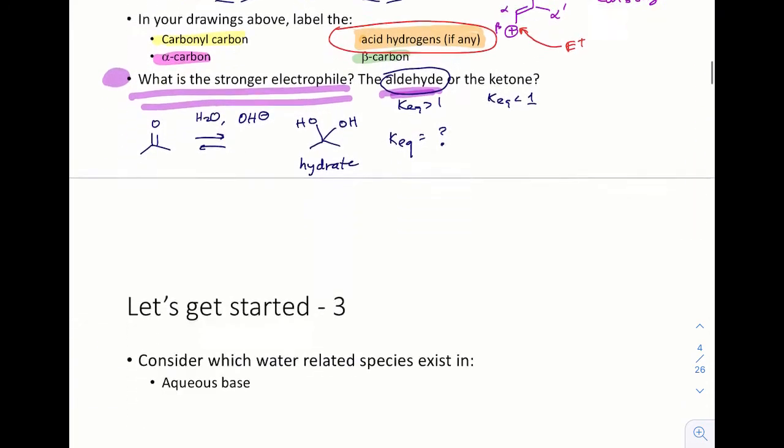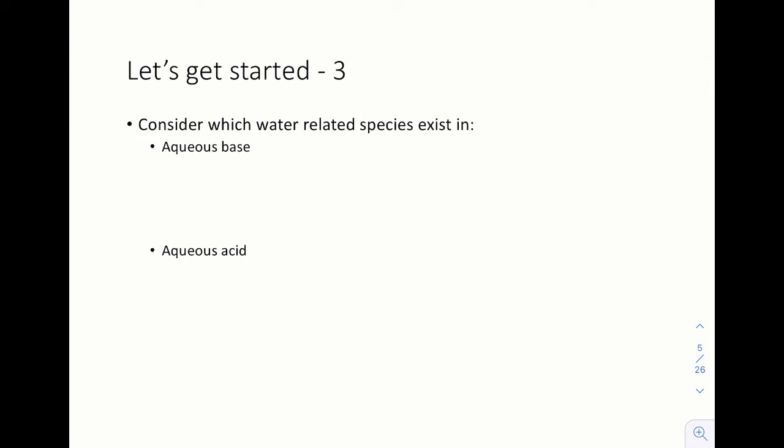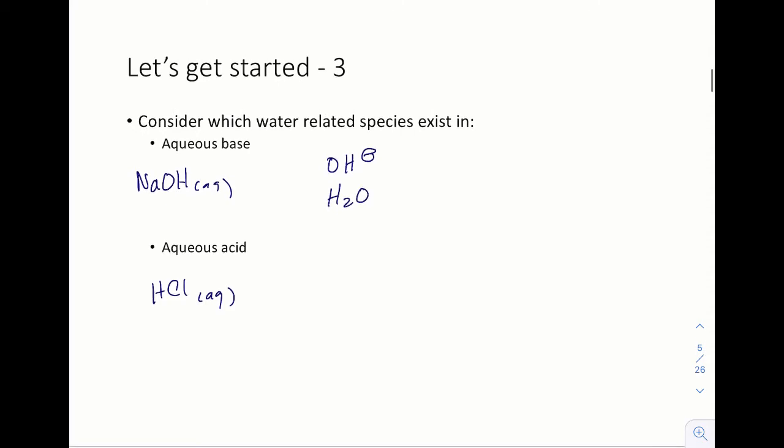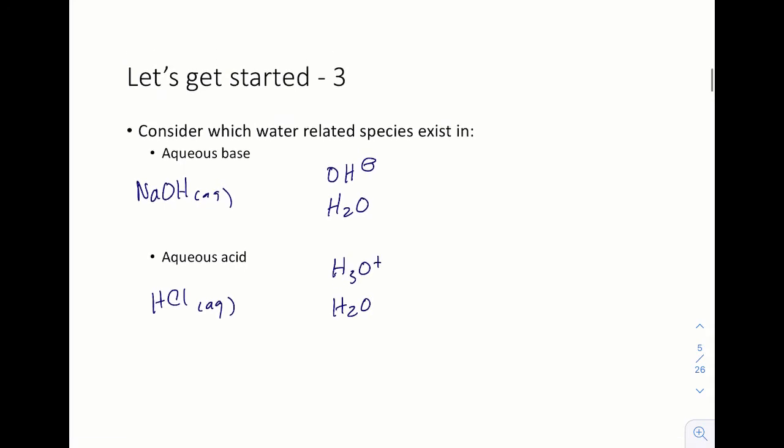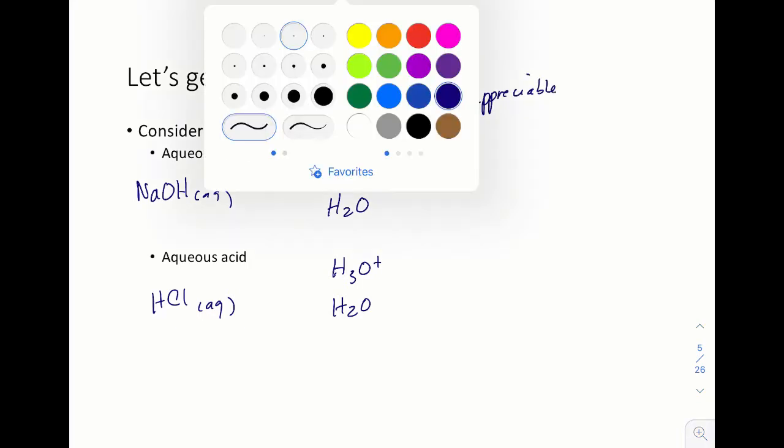We have one more little question here, which is this. Consider which water-related species exist in appreciable amounts in aqueous base, such as sodium hydroxide, and aqueous acid, let's say such as hydrochloric acid. In aqueous base, there is appreciable amounts of hydroxide and water. In aqueous acid, there are appreciable amounts of hydronium and water. Now, of course, we know in all aqueous solutions, there's some hydronium and some hydroxide and plenty of water. But we're just thinking about appreciable amounts here. Like what is significant, what species are going to exist in high enough concentrations to be reactive.